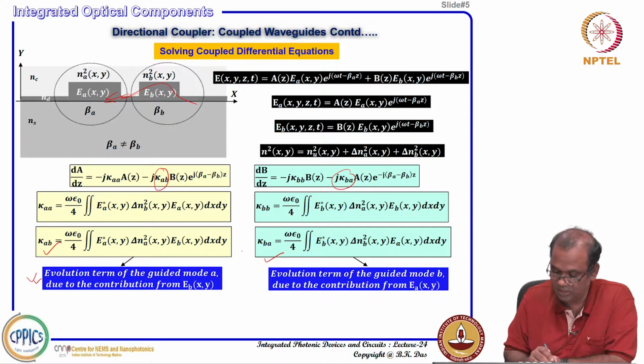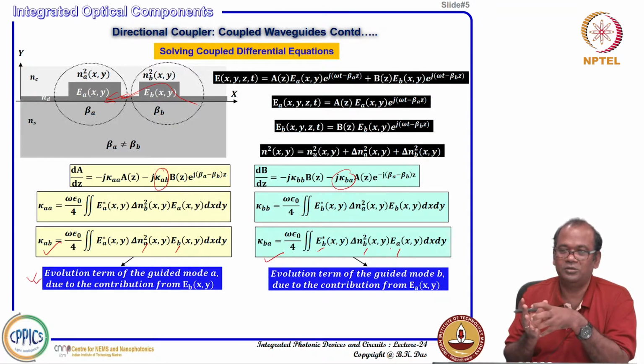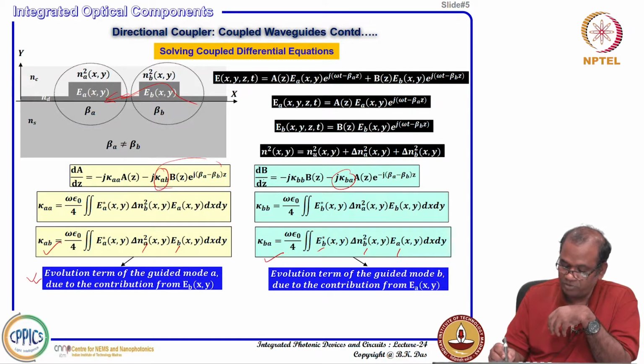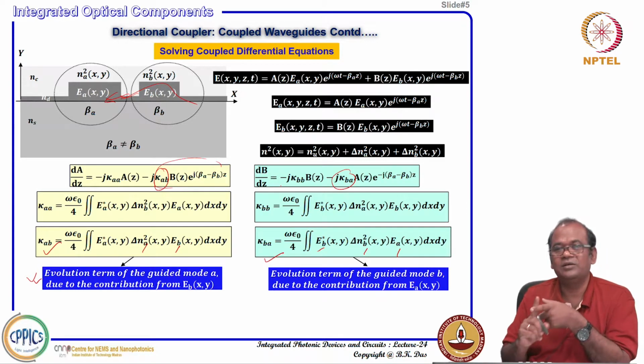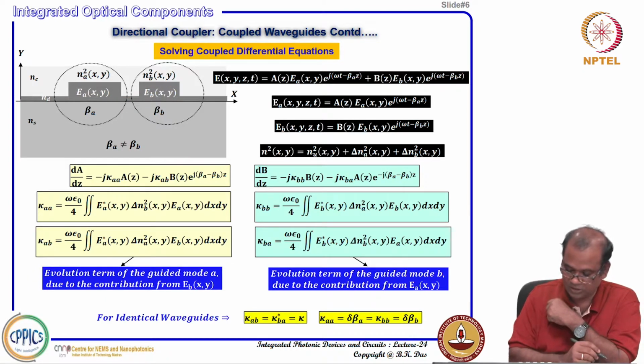If you see the term, just A and B are interchanged. A will become B here, this A will become B here, and this B will become A here. So, this is how we can say how energy is mutually coupled. This kappa AB contributes to dA/dz, and kappa BA contributes to dB/dz. So, once kappa AB is present, obviously kappa BA will be present also. Okay, we will just discuss that.